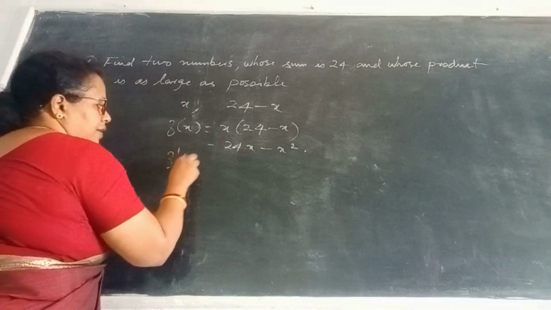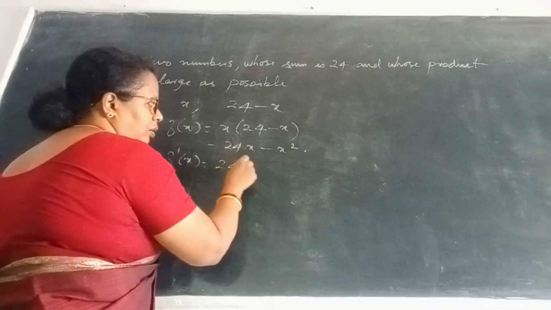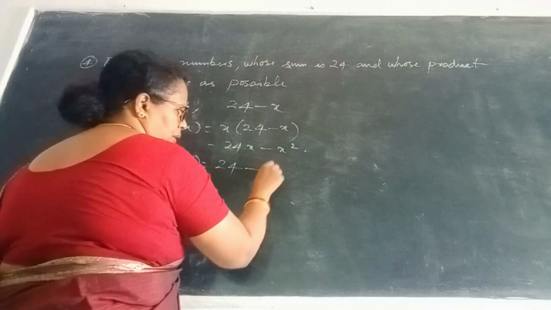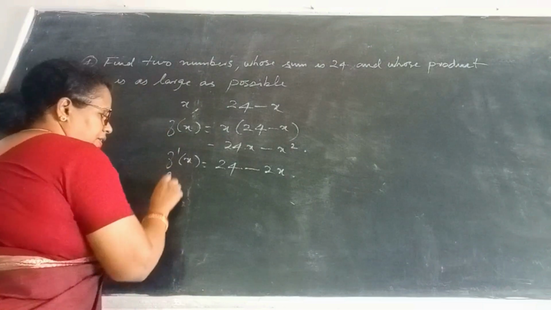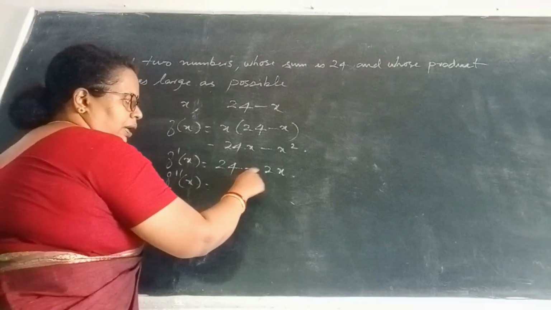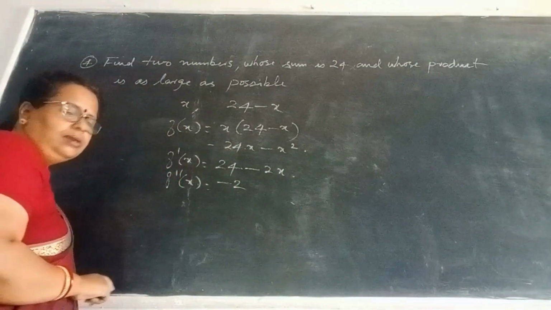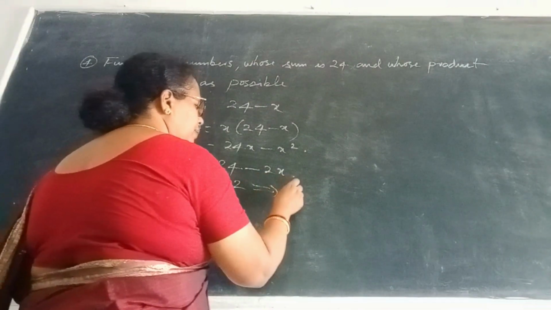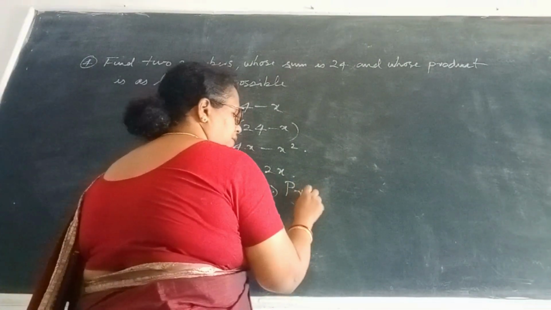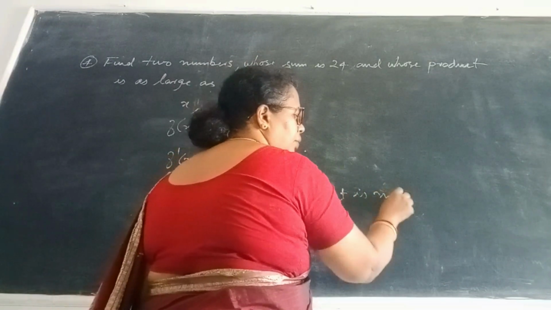Let us find the first derivative f dash x. The derivative of 24x is 24, minus the derivative of x squared, which is 2x. What is the second derivative f2 dash of x? The derivative of 24 is 0, minus 2x derivative is negative 2. So we got the second derivative negative. It implies the product is maximum.